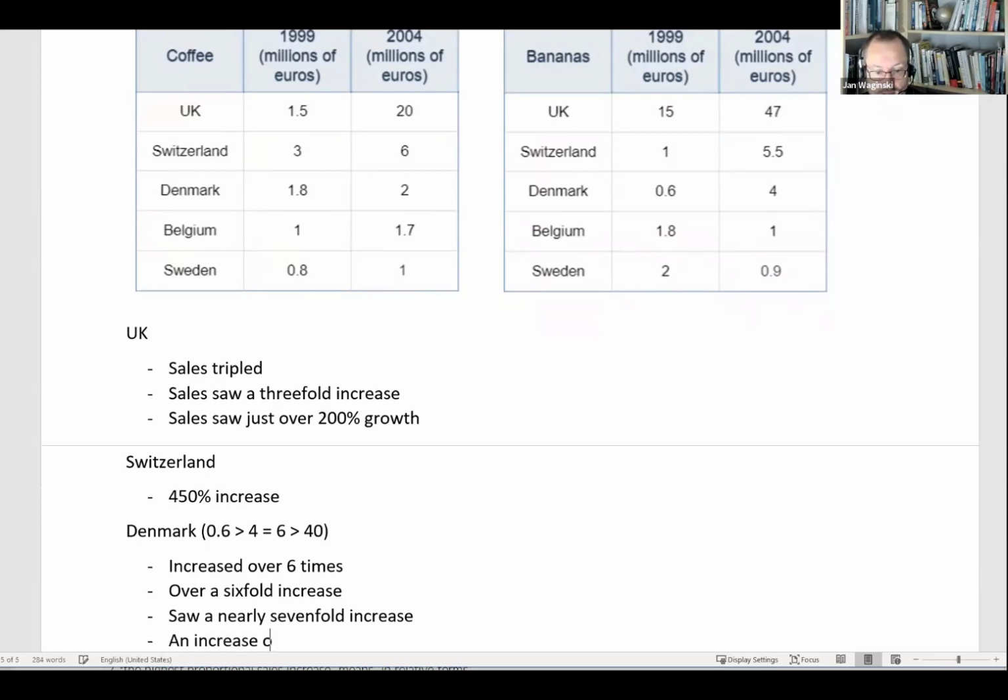An increase of how much percent? 360 maybe? 600, almost 700. Nearly 600%. Is that right? Nearly 500%, I get. Because if it's over a 6-fold increase, let's say if it were a 7-fold increase, that would be 600%. So since it's nearly 7-fold, it's going to be nearly 600%.